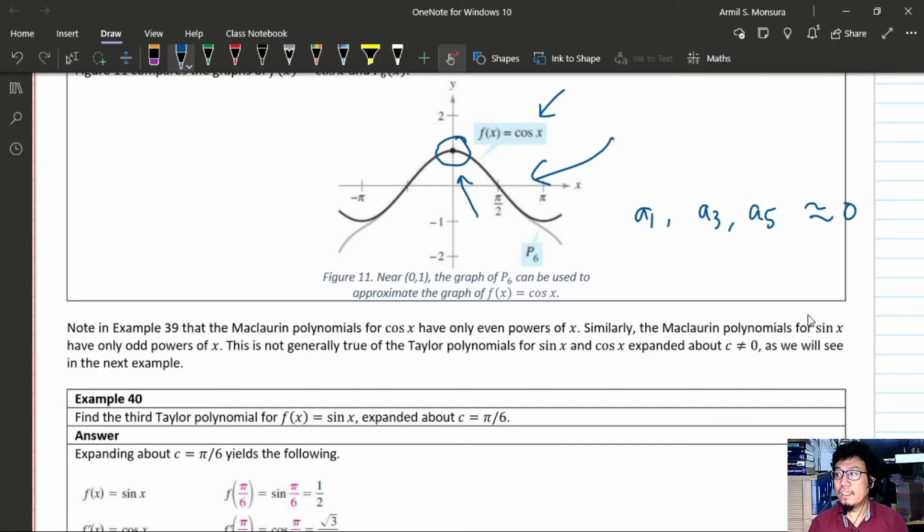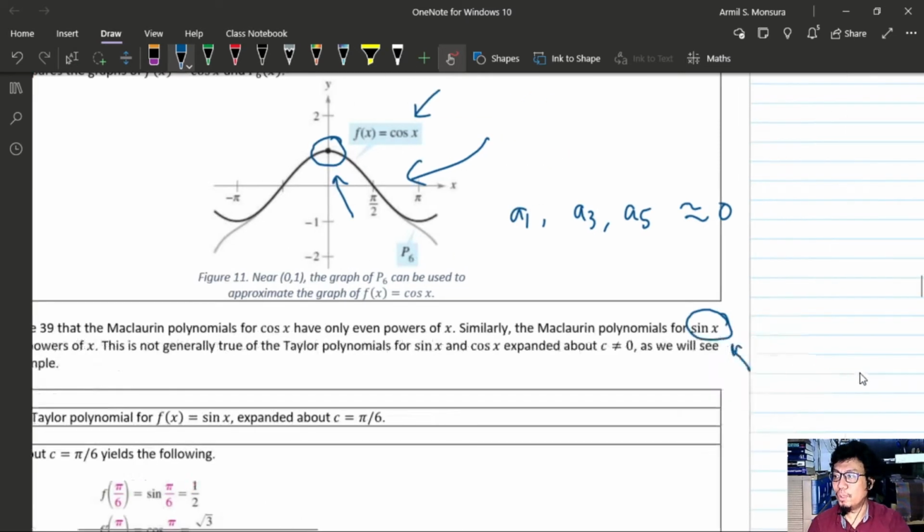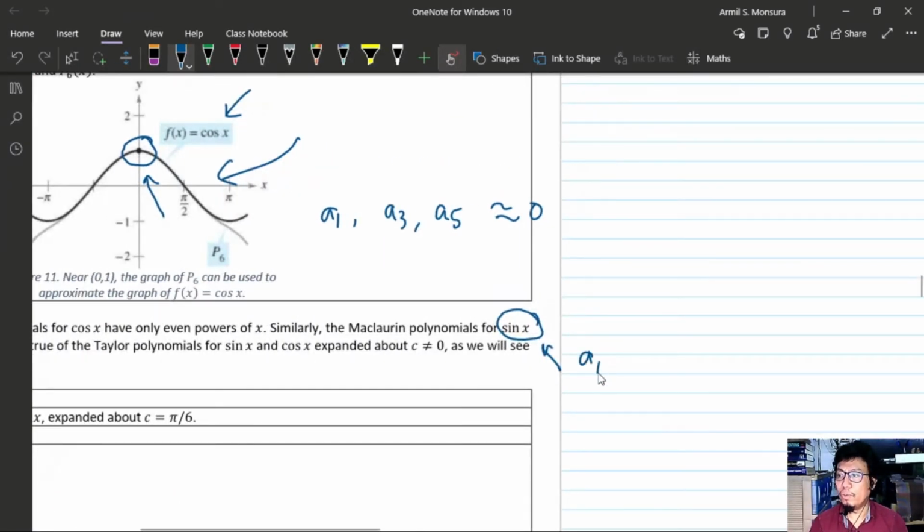In the same manner, that also goes through with sine, but in this case your even coefficients are now 0 instead of the odd coefficients. So for sine, you would get something from A1, A3, A5, and so on. But A2, even A0, A4, and A6, all of this would be equal to 0.